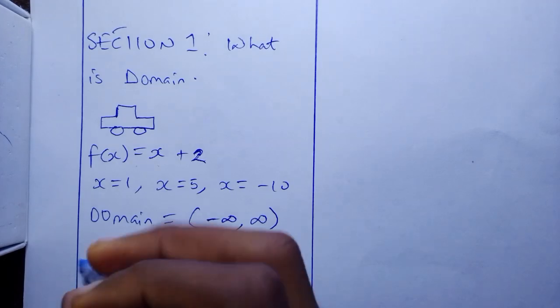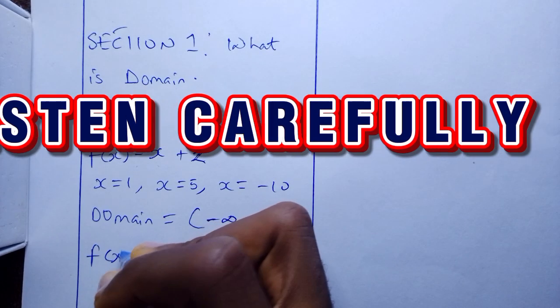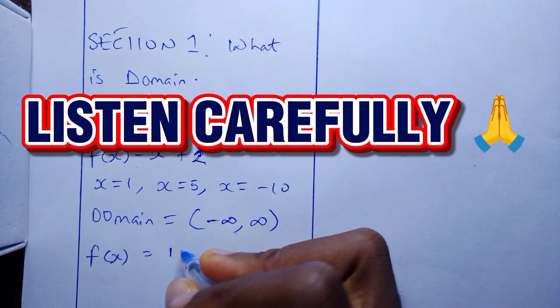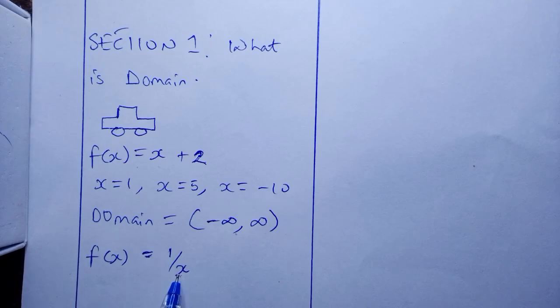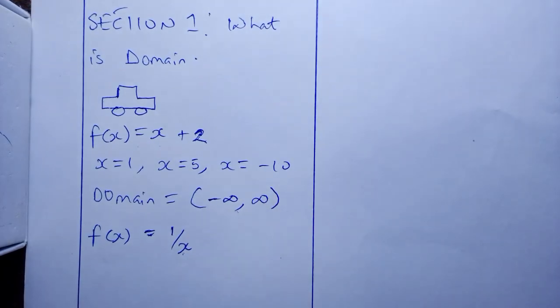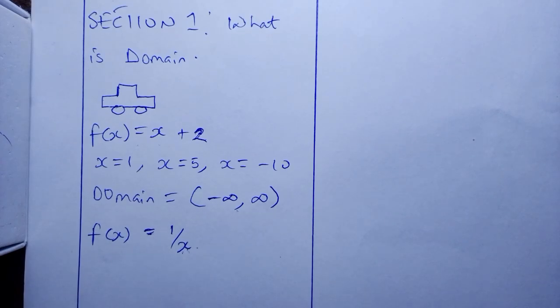Let me give an example now. If I have a function here, f of x equals 1 over x, right? We know that if you put x here as 0, this function will be undefined. So the domain of this particular function now is all numbers except 0. That's what domain means. The input you can put into a function, that the function will still work. That's what domain just means.